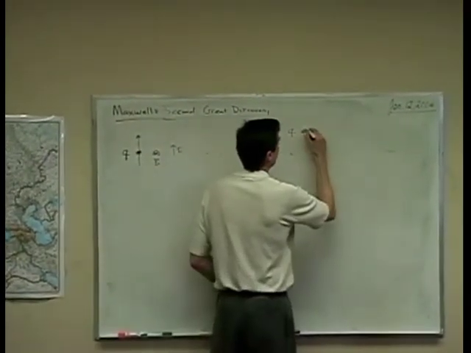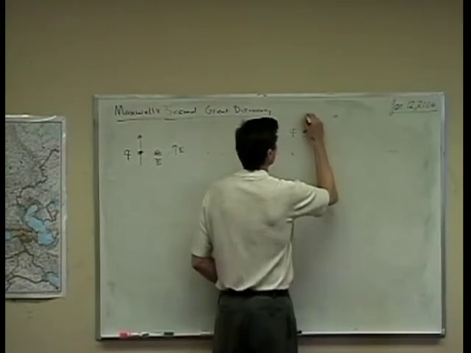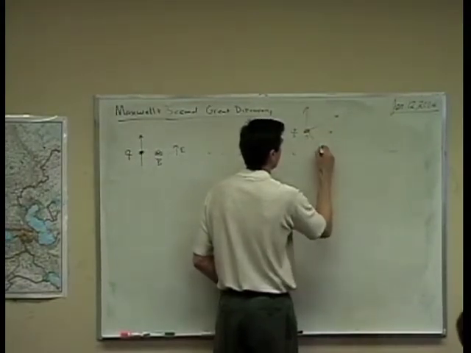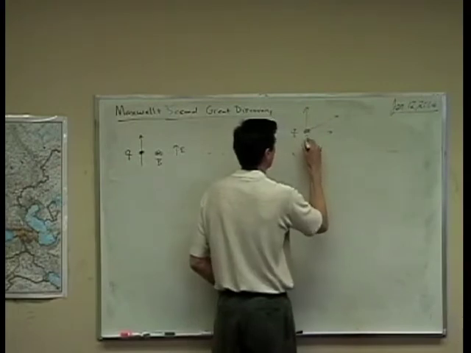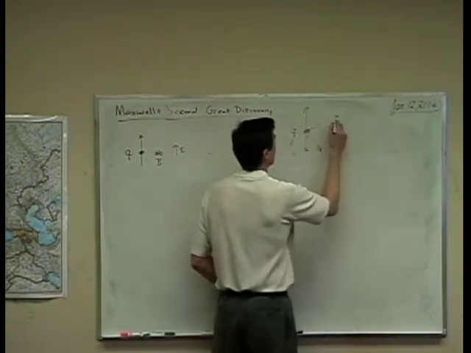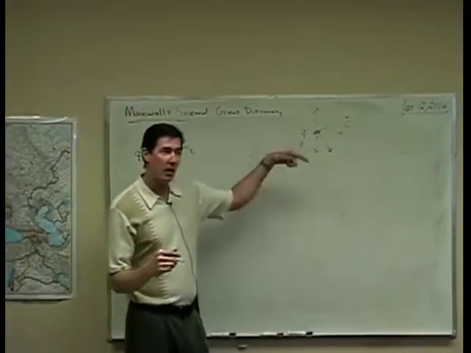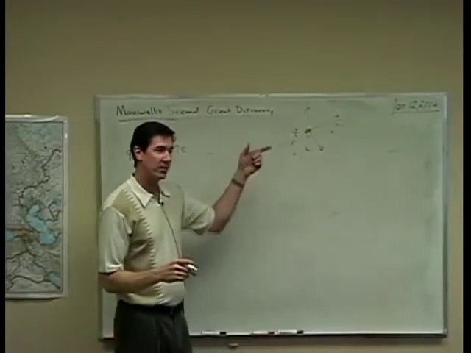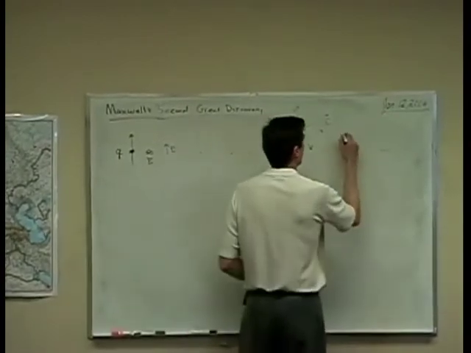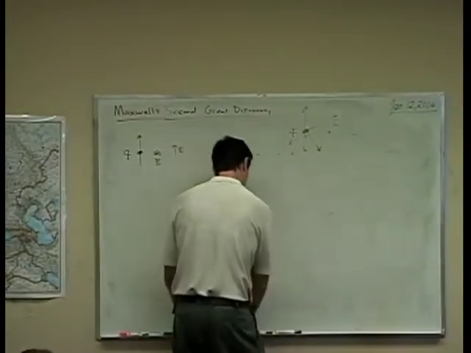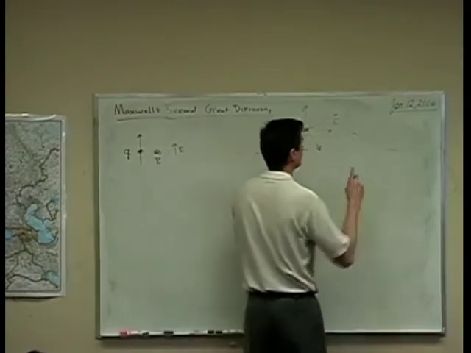Well, the E field just goes out from a positive charge, right? In all directions. So these are the lines of E. According to Coulomb, they fall off as the inverse square of the distance, right? But this should look familiar to you.